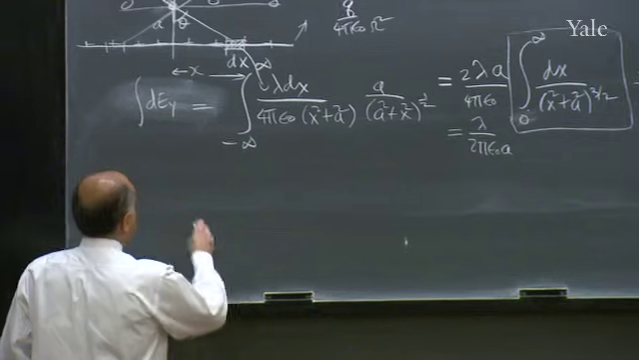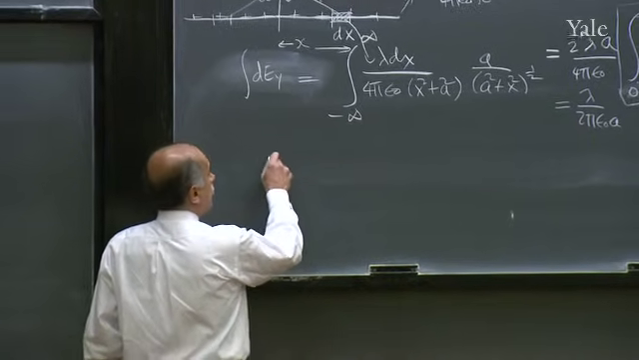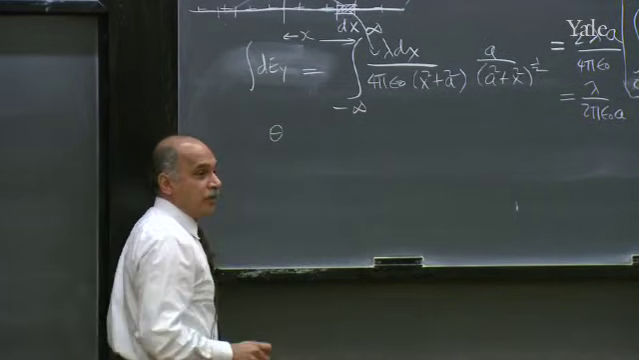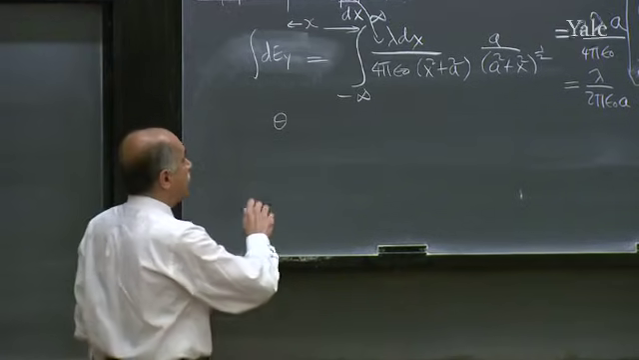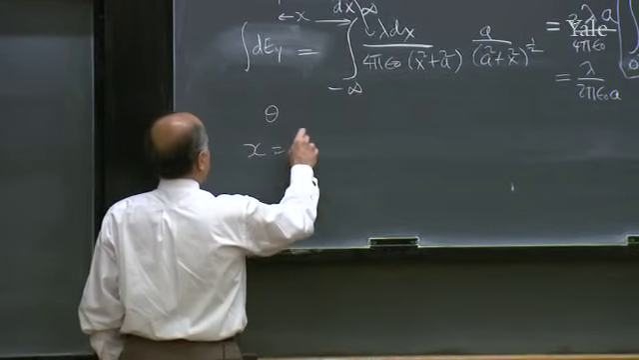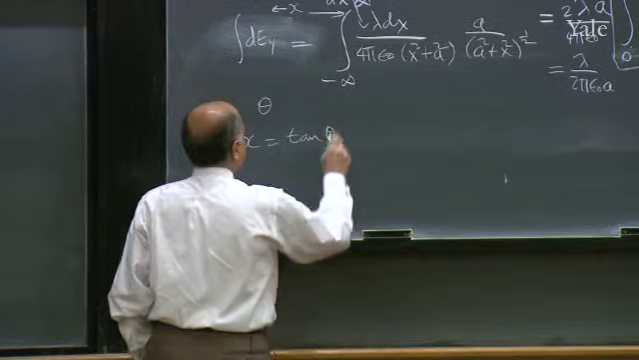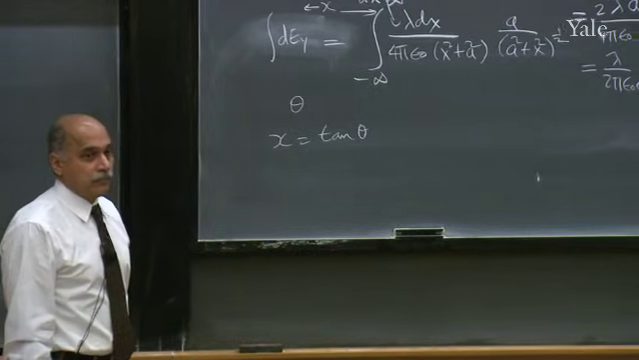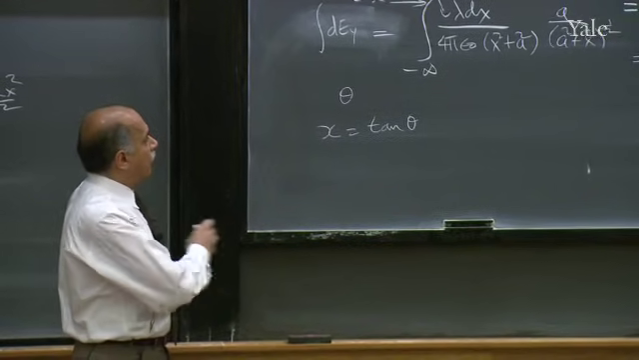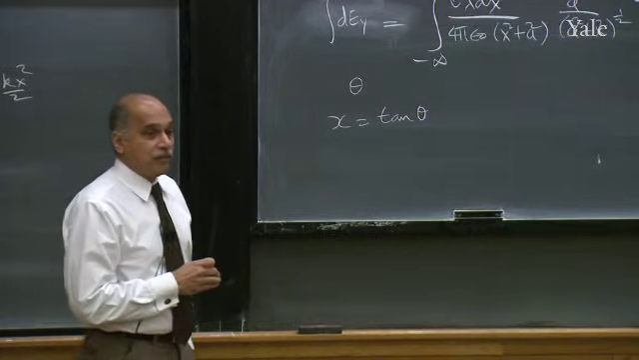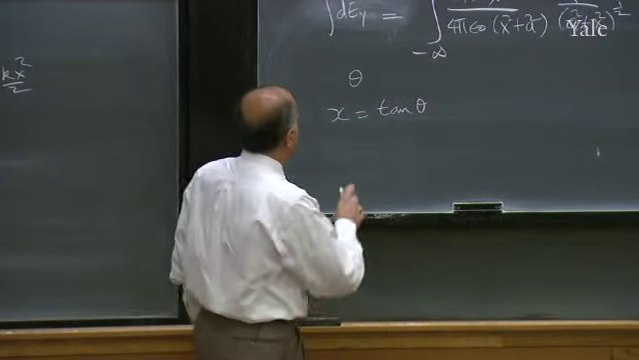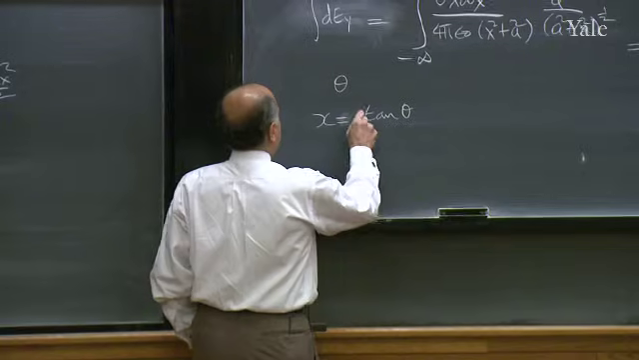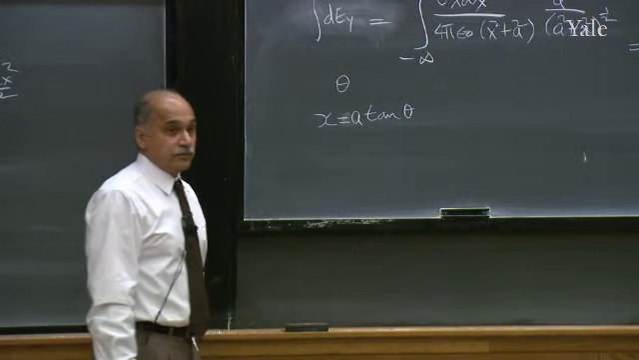wonderfully it works. So what we're going to do is introduce an angle theta, nothing to do with the angle in the problem, so that x is equal to tan theta. That means instead of going over all values of x, I'll go with the suitable values of theta. I'm sorry, this would not even be correct dimensionally. x equals a tan theta.